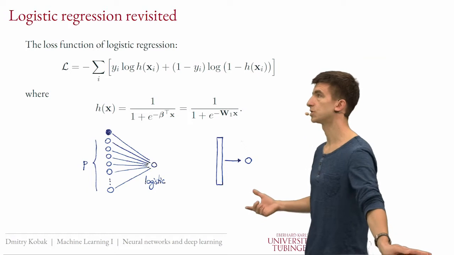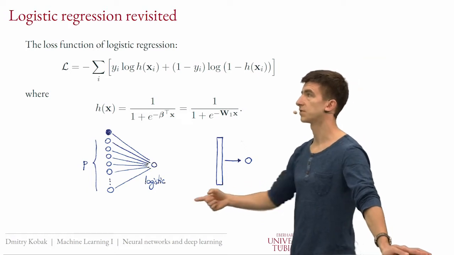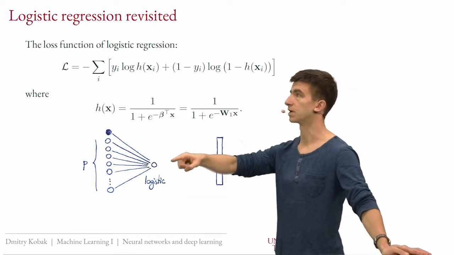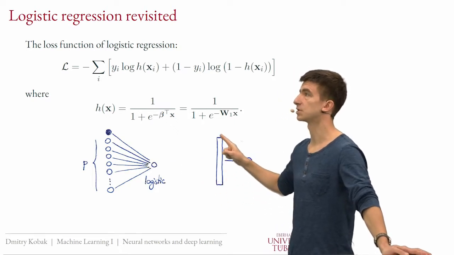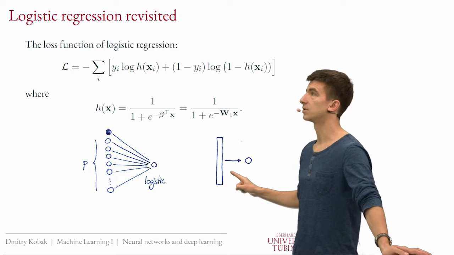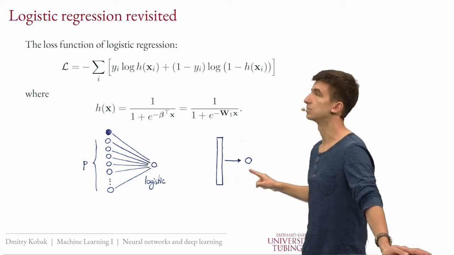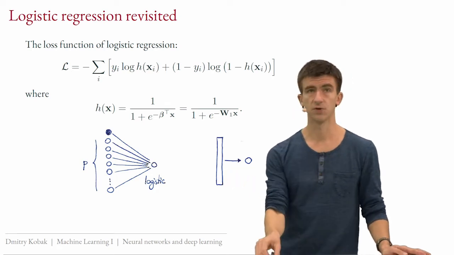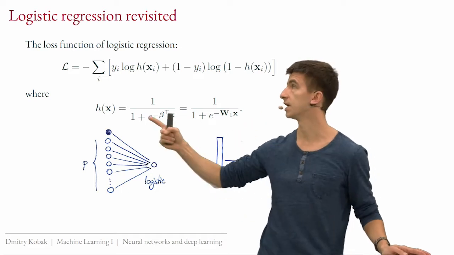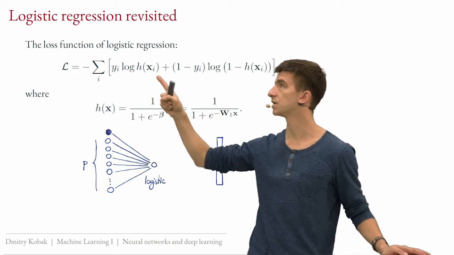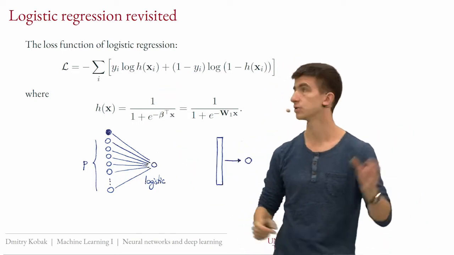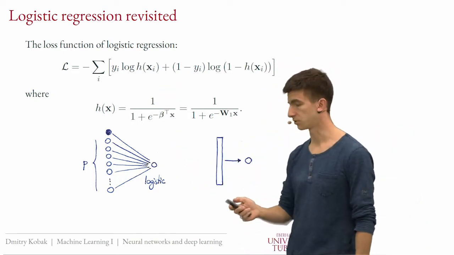I will also use this shorthand notation for the same thing without drawing every individual weight, but just saying that we're going from this representation that is my input layer to this output node over here. And there's only one output, right? h of x in this case, that's just a scalar variable. So this is just a number that we're getting out. Okay.